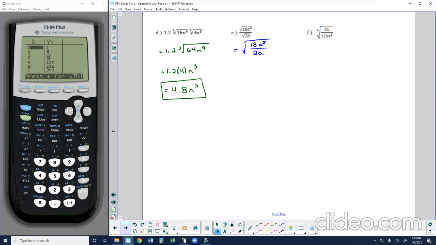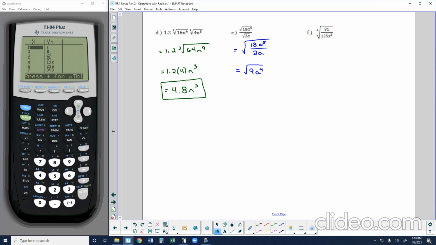We can take 18 divided by 2, which would be 9. And then we can take a to the fifth divided by a to the fourth. Remember, if you divide variables, you subtract their exponents. So this would end up being a to the fourth. So a to the fifth divided by a to the first power is the same as a to the 5 minus 1 power, which would be 4.